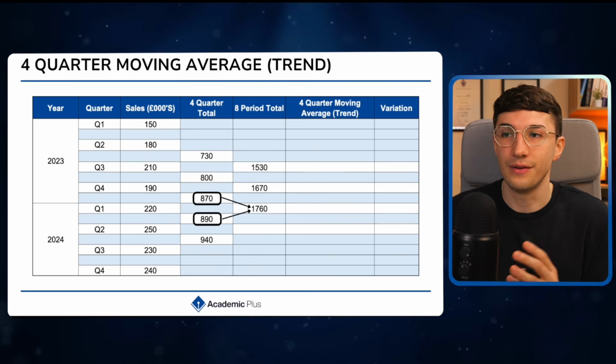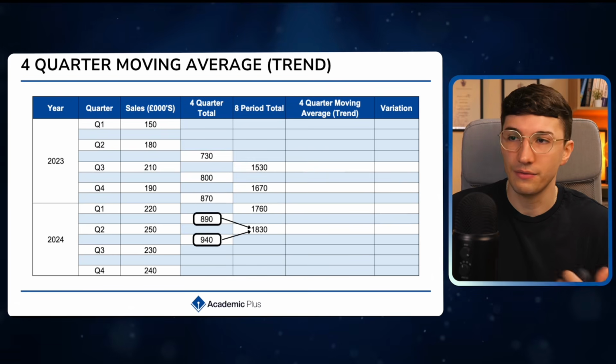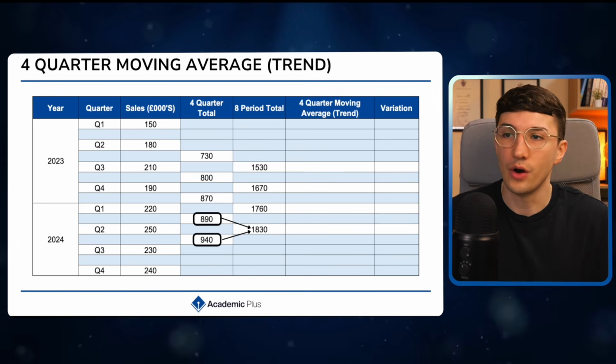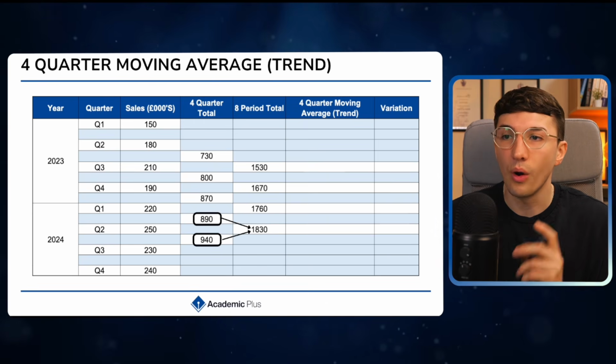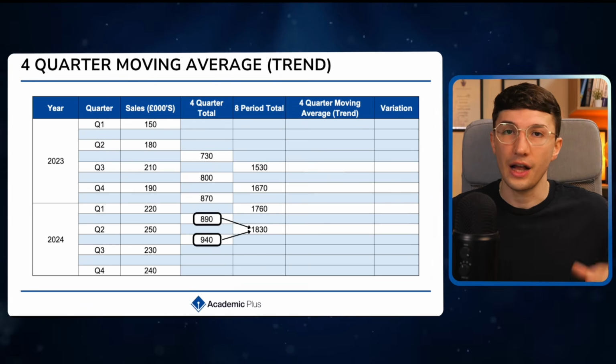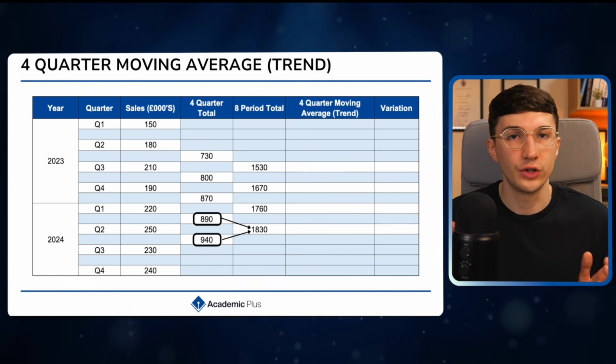We do 870 plus 890 to get me 1,760. And finally, for the last one, we do 890 plus 940 to get me an 8-period total of 1,830. And then what we want to do is calculate the 4-quarter moving average trend.